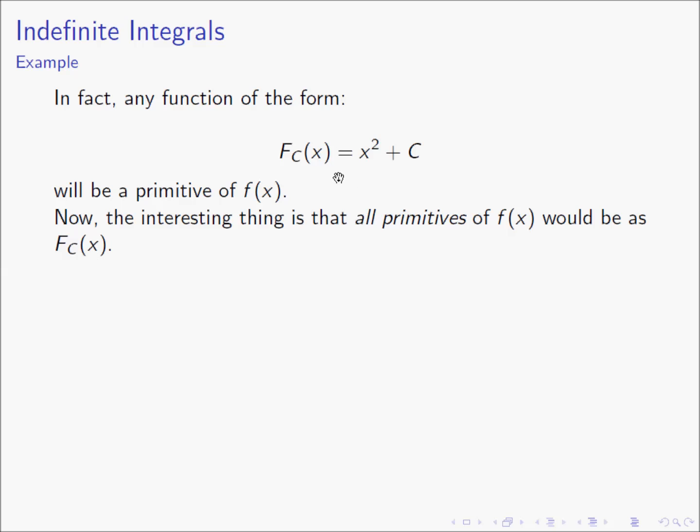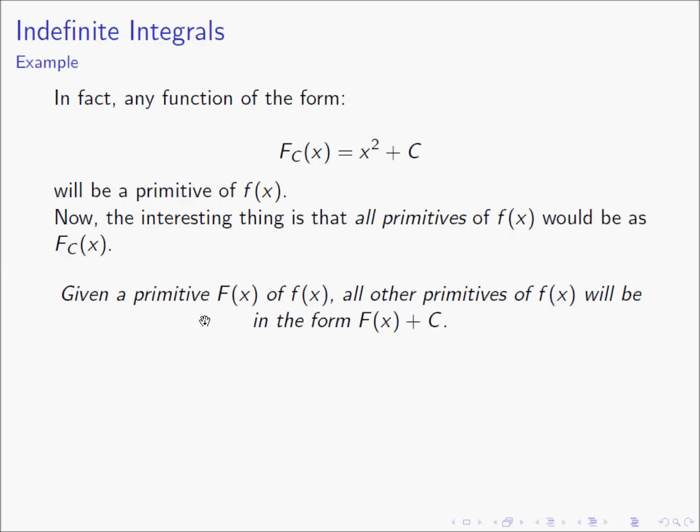And well, this is quite easy to get to, it is quite obvious. But now the interesting part is that all primitives of f of x will be of this form. That is, given a primitive of a function f of x, all its other primitives will be of the form that primitive plus c. That is, if you want to find all the primitives of a function, you only need to find one. Then all the others will be the same primitive plus a constant.